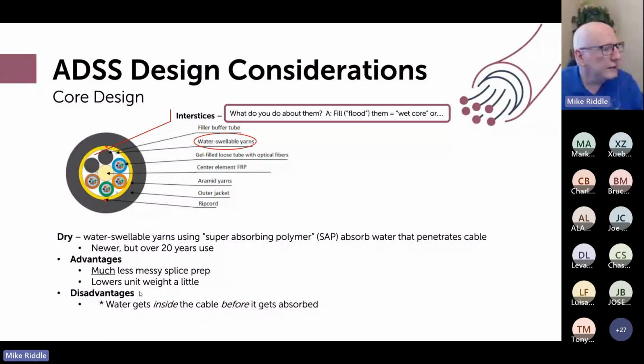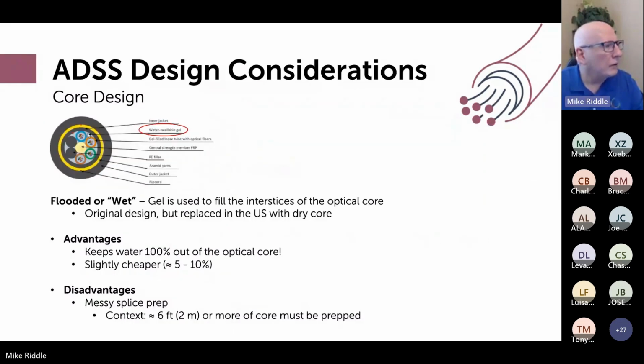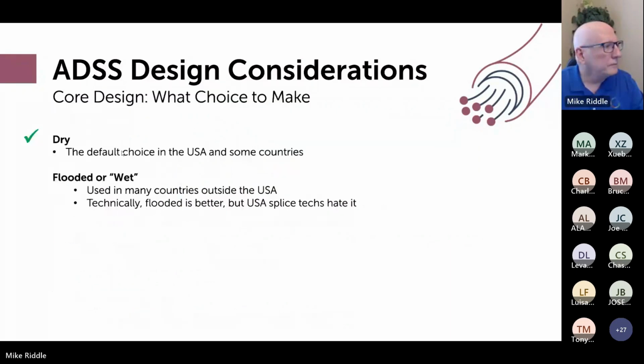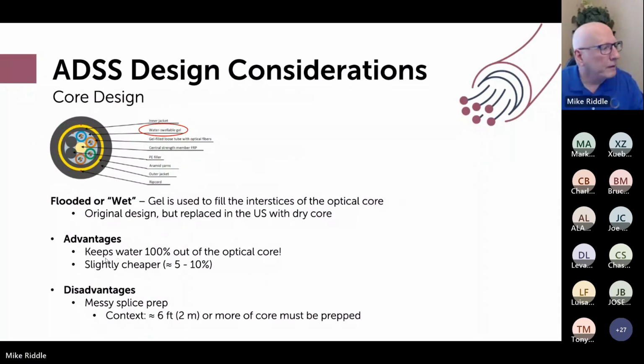But the big disadvantage is that water does get inside the cable. So the water actually gets inside to the core before the water absorbing yarns can act upon it. In contrast, if you flood the core with a gel, oops, sorry about that. The gel keeps water 100% out, so it doesn't even penetrate into the core. That's a big advantage in my opinion. The gel is actually slightly cheaper.